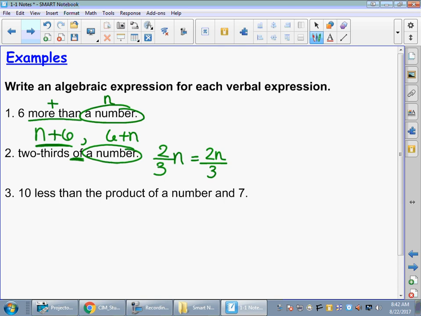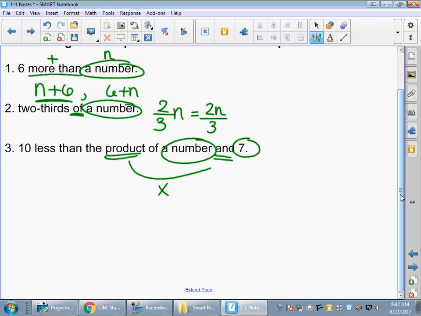10 less than the product of a number and 7. Okay, so the product and 7, that is implying multiplication here. So they want us to multiply a number n and 7, and then they want us to take 10 less than that. 10 less than that tells me we're going to subtract, but the 10 has to go last, because we're going to take 10 less than the product of the number and 7.